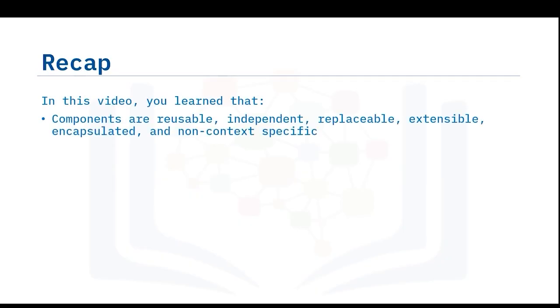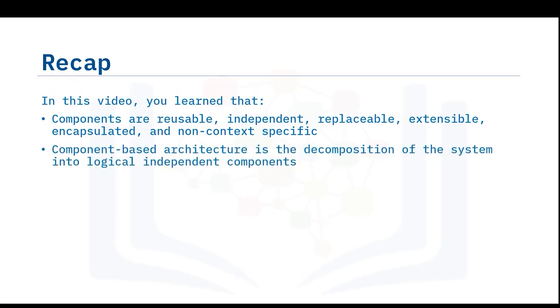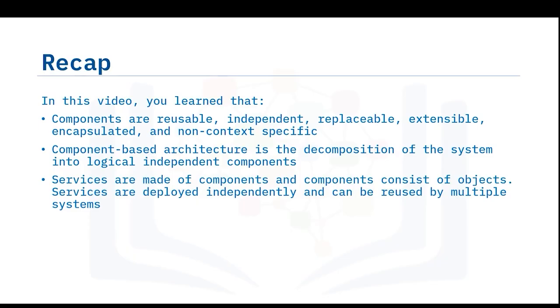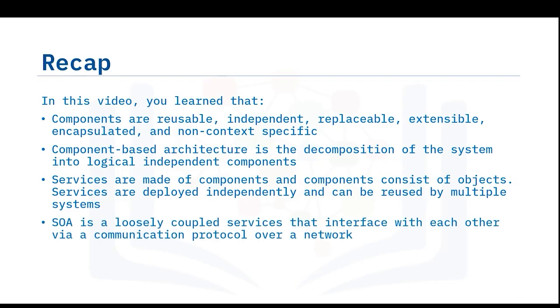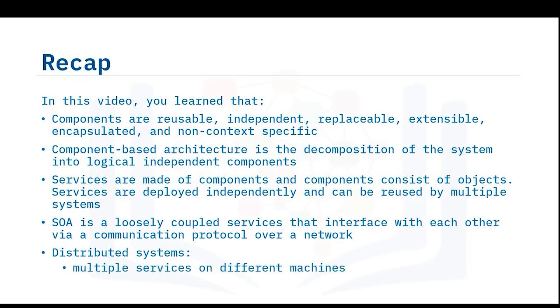In this video, you learned that components are reusable, independent, replaceable, extensible, encapsulated, and non-context specific. Component-based architecture is the decomposition of the system into logical, independent components. Services are made of components, and components consist of objects, and services are deployed independently and can be reused by multiple systems. In an SOA, services are loosely coupled and interface with each other via a communication protocol over a network. And lastly, distributed systems run multiple services on different machines, and they appear to the end user as a single coherent system.